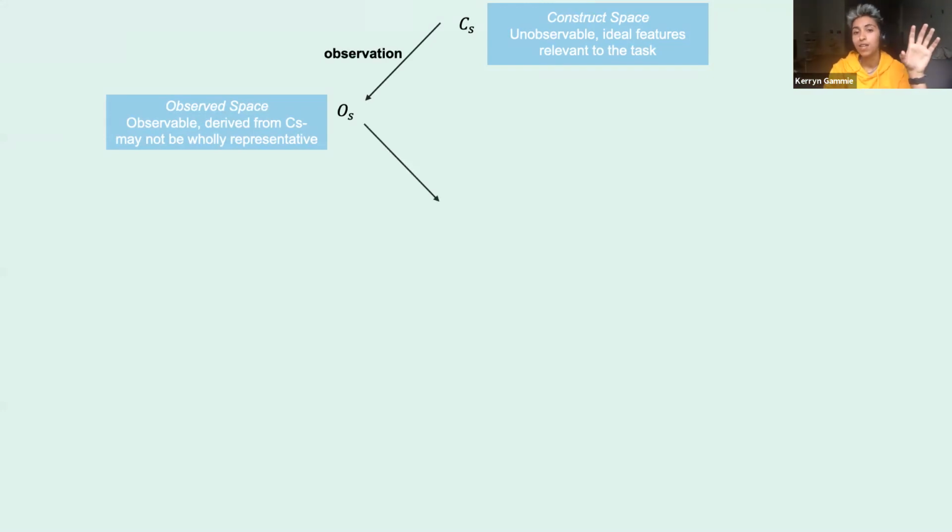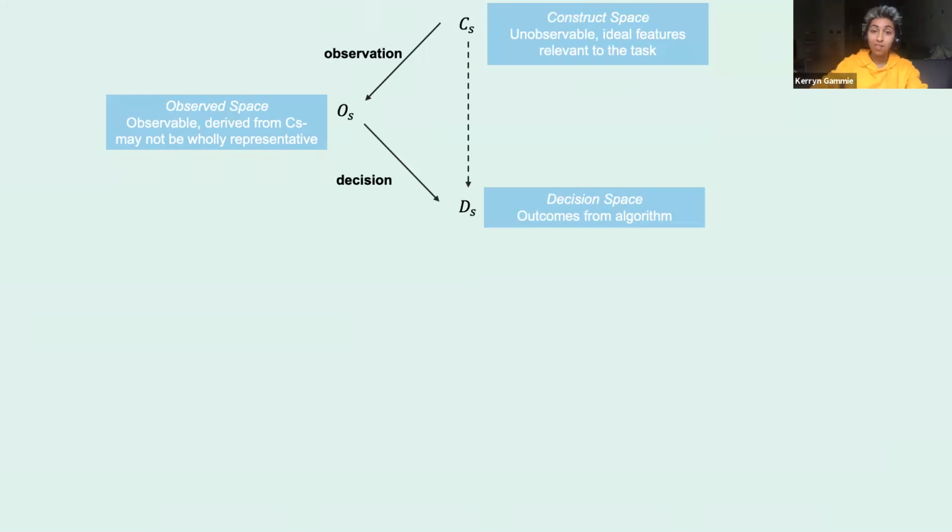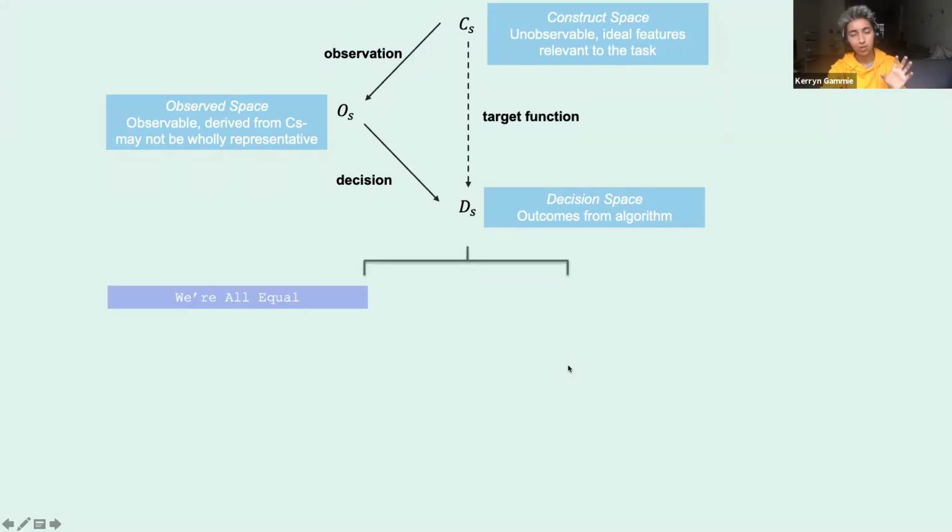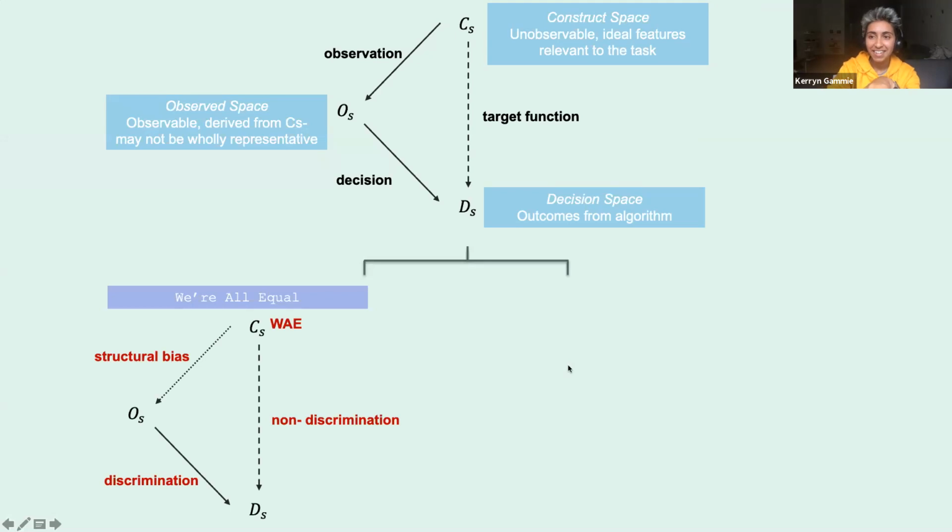From this observed data, you then want to map it onto something. You want to action it, so you want to have this decisioning space. This is typically something that happens as a result of an algorithm that you've built or implemented. Where the machine learning part comes in is getting a sophisticated learning algorithm to get you from the construct space, that unobservable space, to the decisioning space. Again, if you wanted to map this onto those two worldviews, with the we're-all-equal worldview, the idea is that there's structural bias there, so you can't trust this observation.